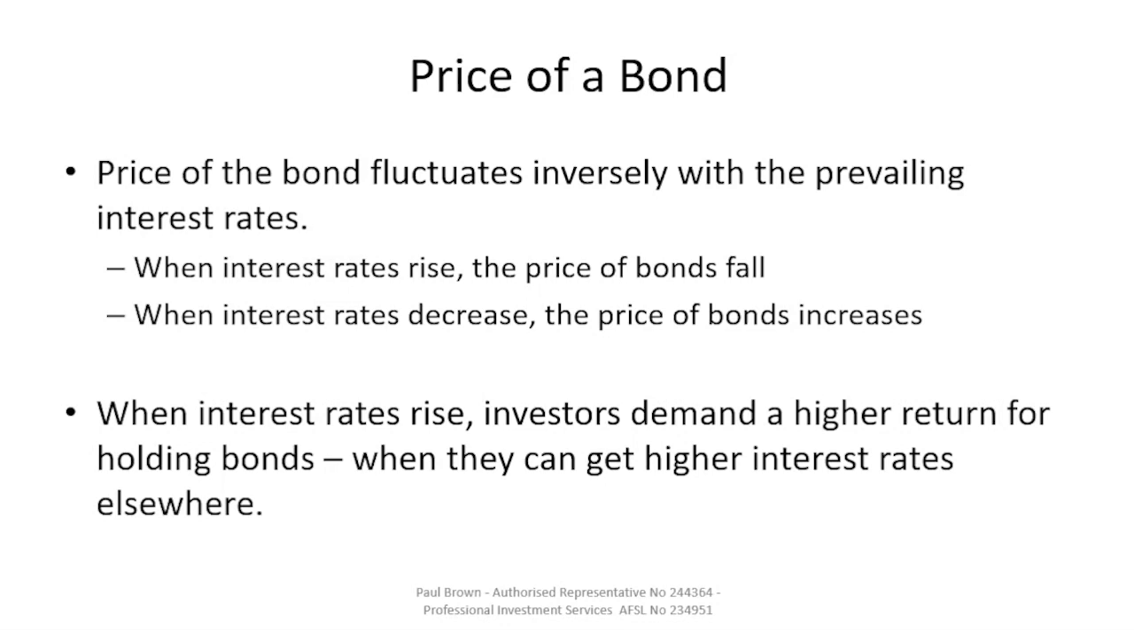So the price of a bond fluctuates inversely with the prevailing interest rates. So when interest rates rise, the price of bonds fall, and conversely, when interest rates decrease, the price of bonds increases. Okay, so the reason for that is when interest rates rise, investors are demanding a higher return for holding bonds because they can get a higher interest rate elsewhere.